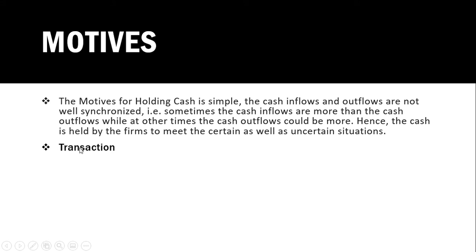Number one, transaction motive: for buying and selling of goods and services. The basics of business is to sell goods and services, and to buy goods and services. So this is one of the motives of holding cash. Precautionary motive: you need to take precaution for uncertainty, for unknown things that can happen, for the emergency that you can face as a business person. So you need to hold cash so that when you need it, you can do the needful at that particular moment without borrowing.